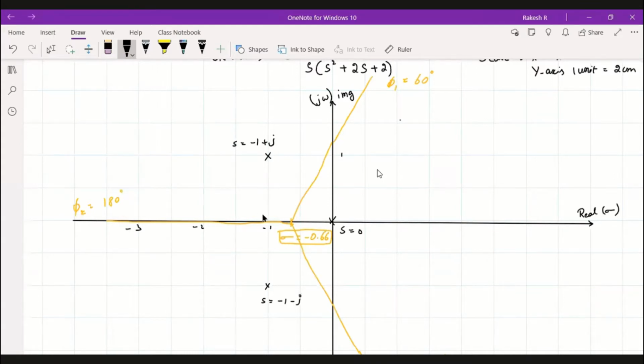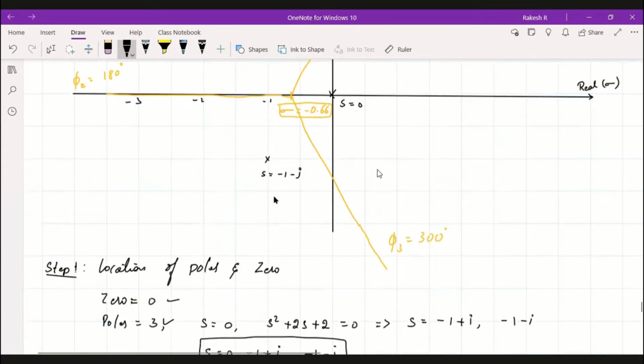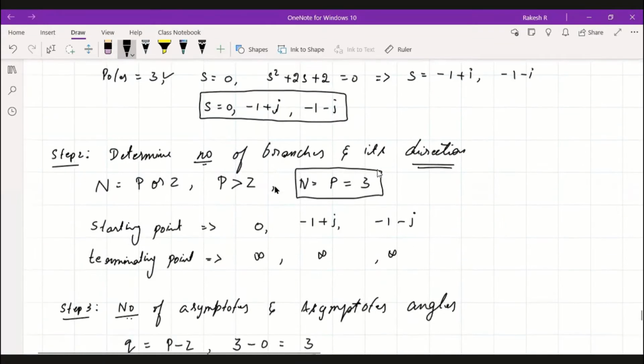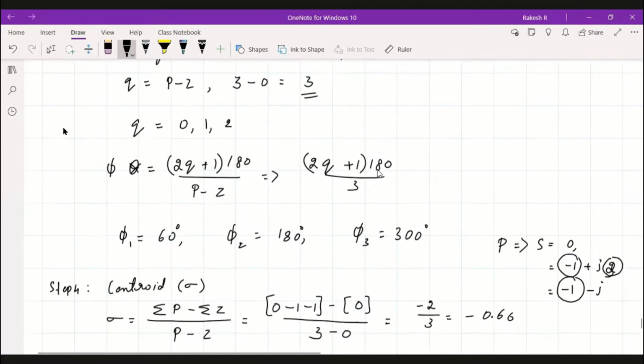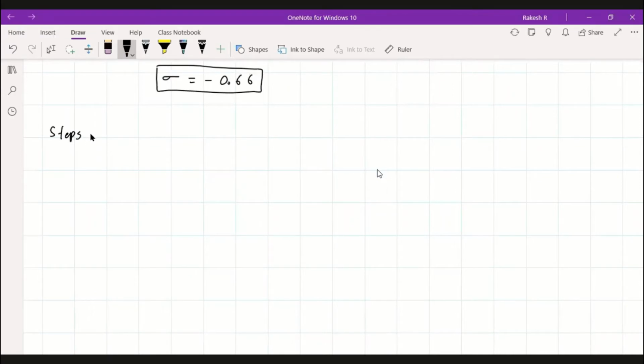Before finding out the angle of departure, we need to find out the segment of real axis which belongs to the root locus. First, we need to find out the segment of real axis which belongs to root locus. That is step 5. Step 5 is to find out the segment of real axis which belongs to root locus.